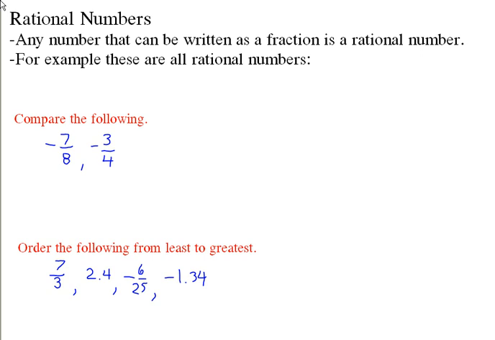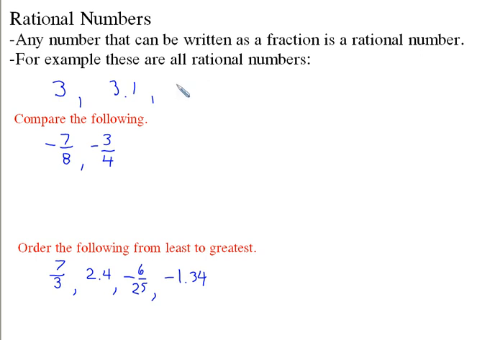Rational numbers. Any number that can be written as a fraction is a rational number. For example, all the ones I'm going to list here are rational numbers. If I have the number 3, that is 3 over 1. If I have 3.1, that's 3 and 1/10. It can be written as 31/10.